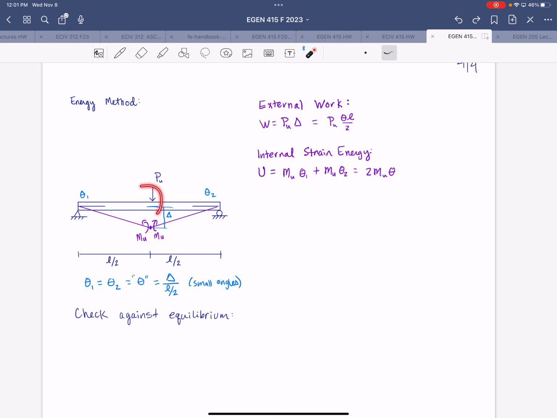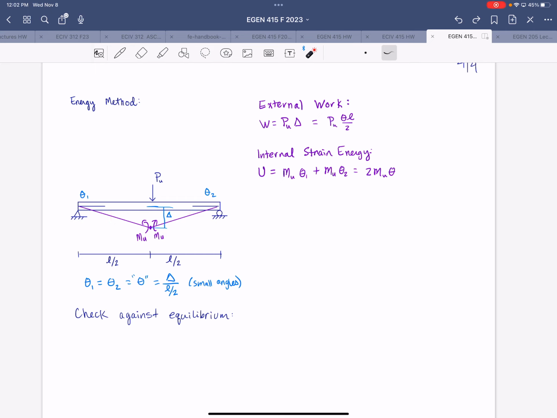If we had a moment instead of a force, it would be the moment times the rotation associated with that point. So we'll look at examples of that later. And then the internal strain energy here is all the internal ultimate moments that occur at the plastic hinge. So we have internal Mu at the hinge, and we have the two angles that are associated with each side.